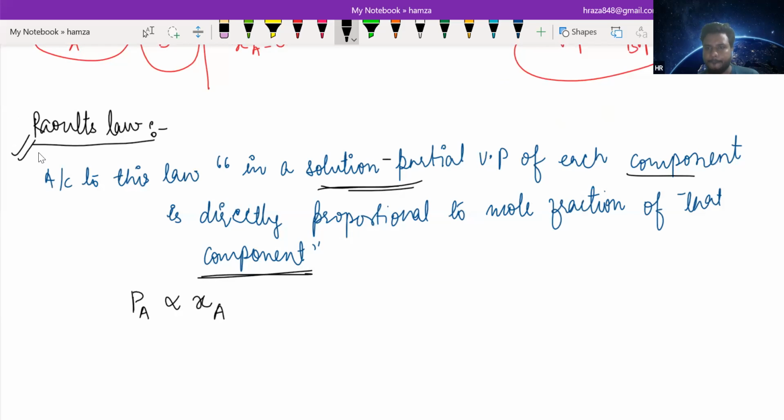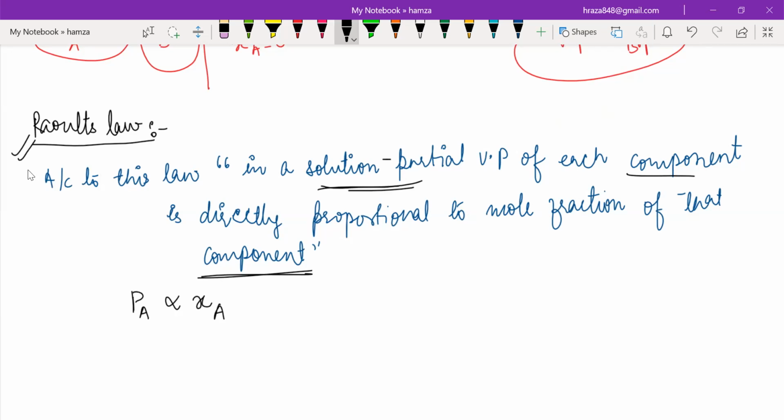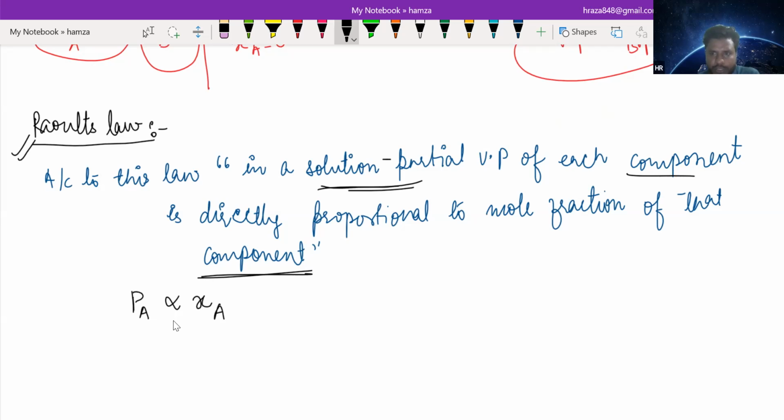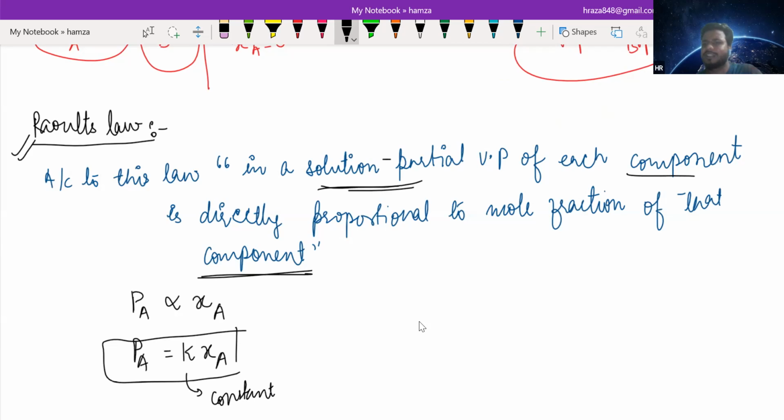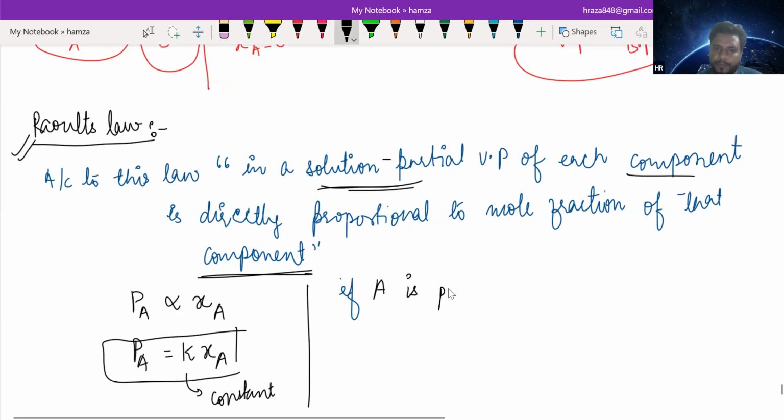Hamza. Yes, sir. Now see, to remove this proportionality sign, I am going to introduce a constant, K, times zeta A. K is a constant. Now, what is this constant? To calculate the value of K, we are going to assume that A is pure. If A is pure, that means the mole fraction of A will be equal to 1. Yes or no?